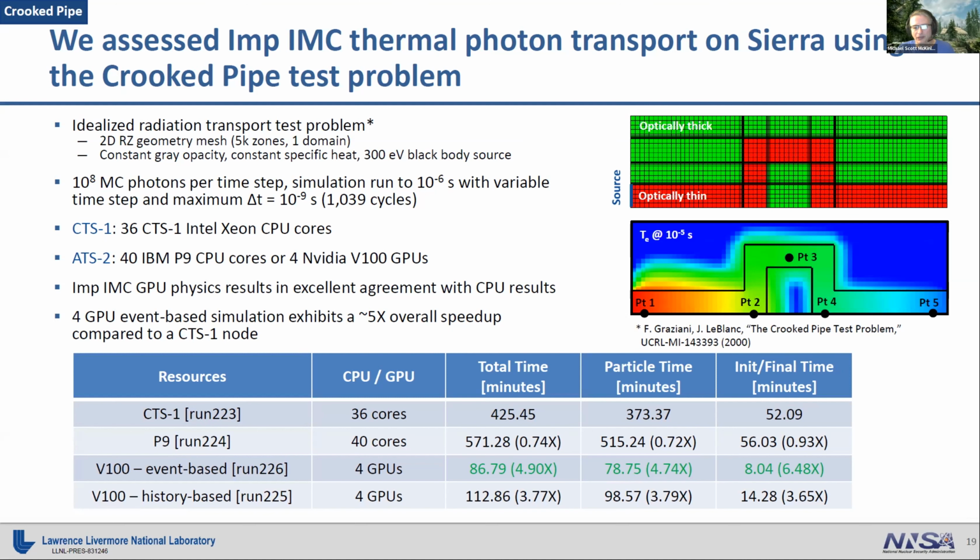With event-based, we see about a 5x speedup. In history-based, we're seeing almost a 4x speedup. We're still not sure why history-based is doing so well for IMP, and we're still trying to figure that out.